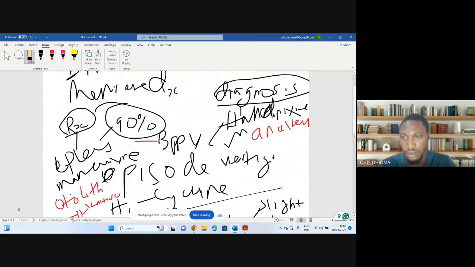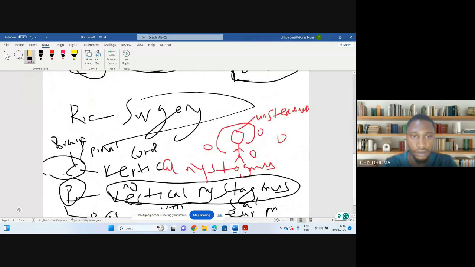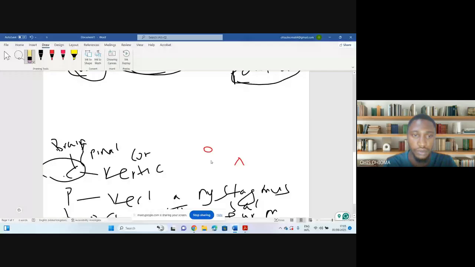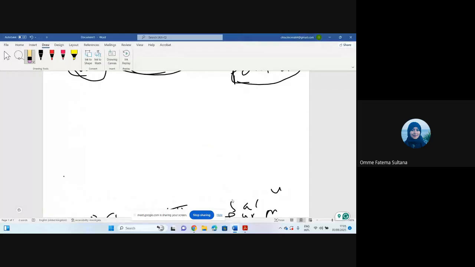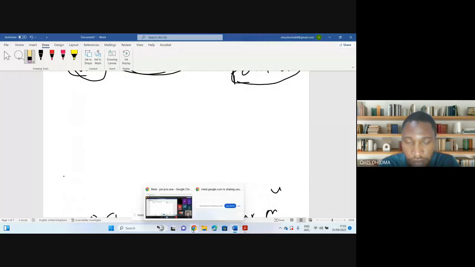Okay, so let me try and talk about vestibular neuritis, right? Does anybody have an idea about vestibular neuritis? It's the post-viral inflammation of the vestibular nerve. Yeah, so what happens there? What happens in vestibular neuritis? Does anybody have an idea?